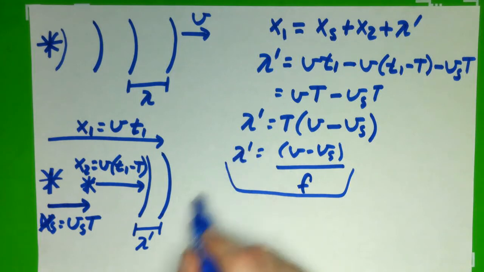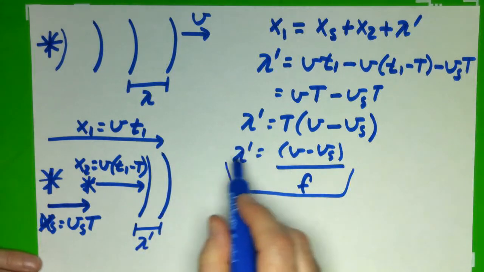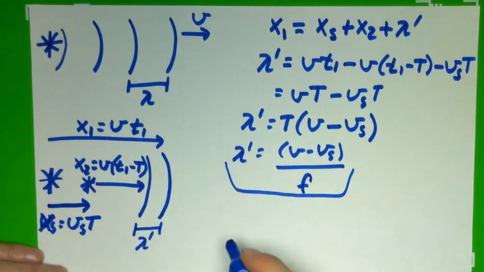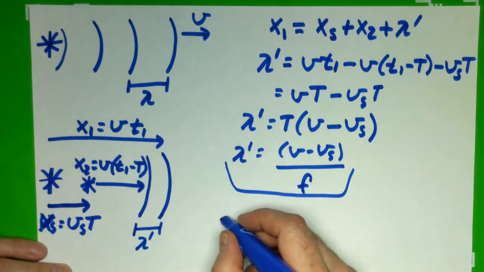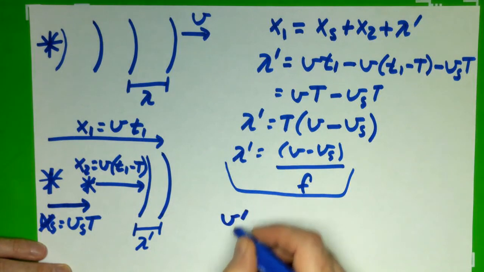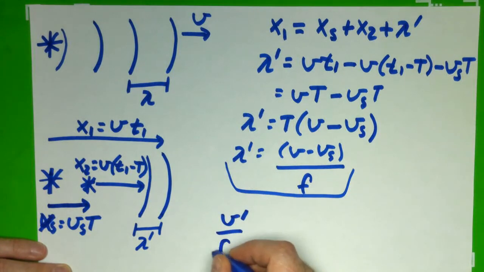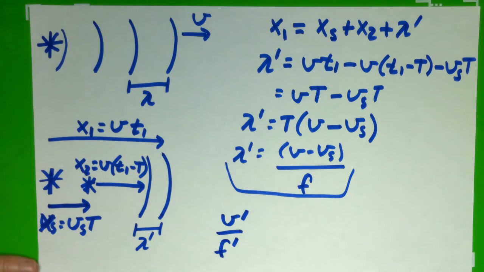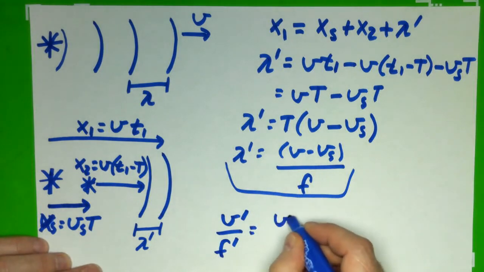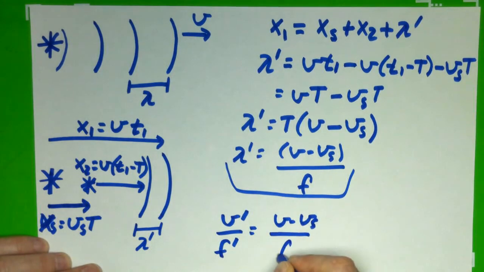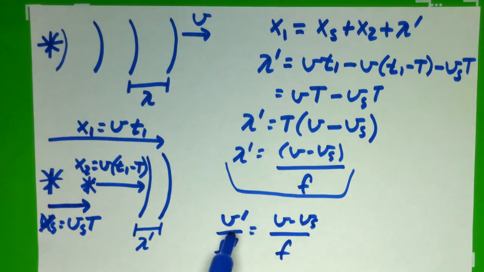This lambda prime is the perceived wavelength. Let's express this in terms of a perceived frequency. So lambda prime would be equal to the velocity perceived. Okay, so that would be V prime over the frequency prime, the perceived frequency. That's going to be equal to this V minus Vs over the frequency. Okay, so this is the perceived frequency we hear.